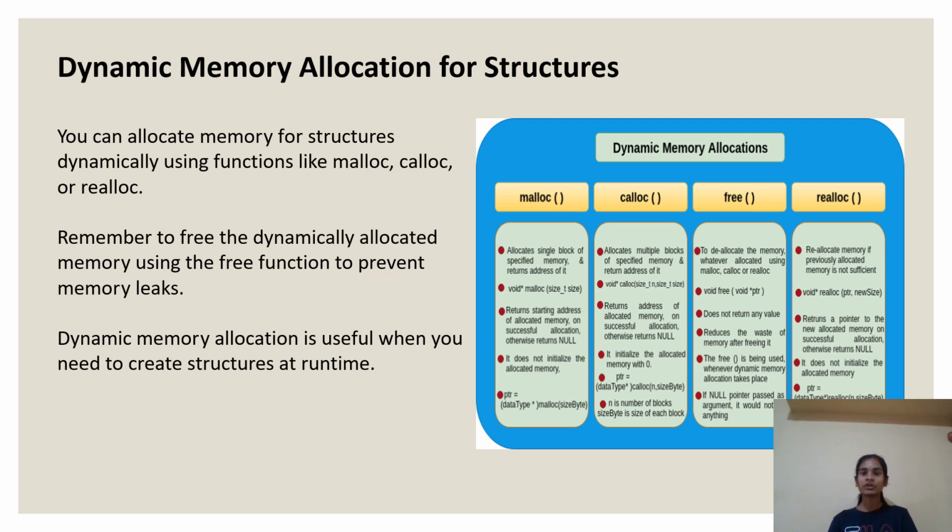Dynamic memory allocation of a structure. You can allocate memory for a structure dynamically using functions like malloc, calloc, or realloc. Remember to free the dynamically allocated memory using the free function to prevent memory leaks. Dynamic memory allocation is useful when you need to create a structure at runtime.